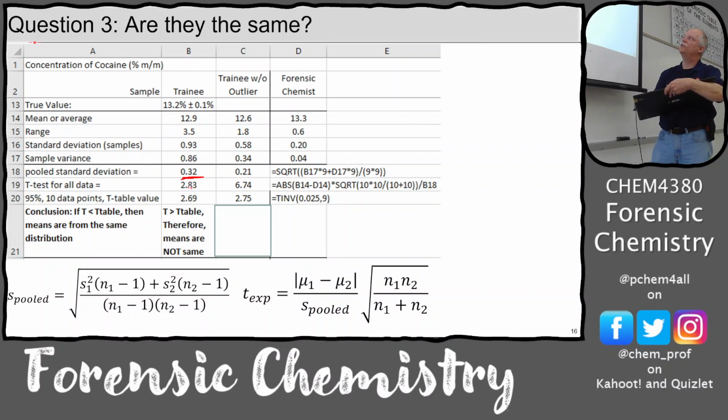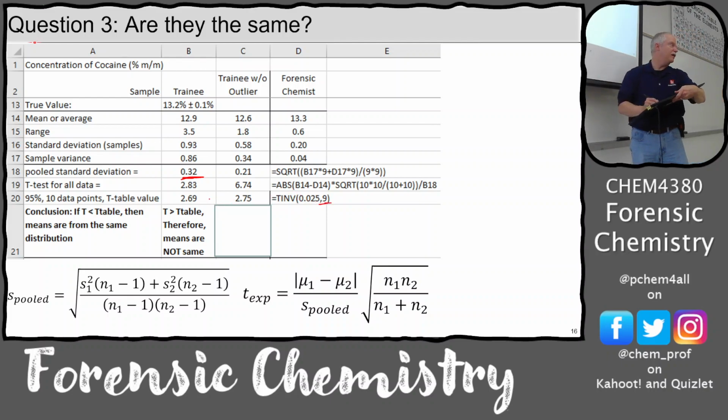Here's the t-test for all of the data. So this is our experimental t-test. Okay. And then here's our t-inverse function. 2.69. It's using 9 here because we kept that outlier for this one. Okay. And so for this column, we would have an 8. And that's why those numbers are different.